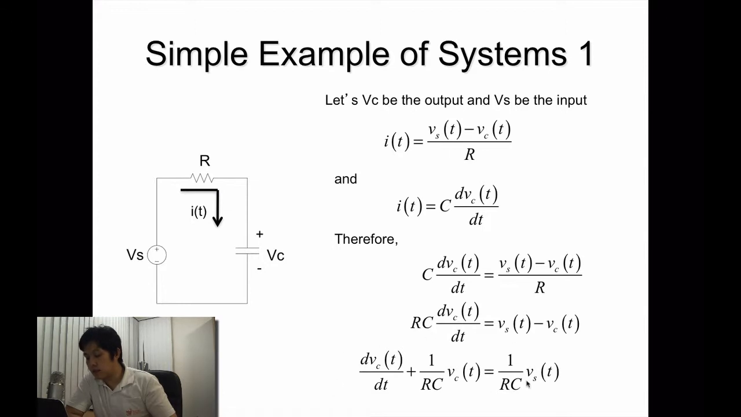You can see that this equation contains only two variables, two signals. One is the vc(t) signal. Another one is the vs(t) signal. So this is called differential equation. It describes the change in one variable with respect to the change in another variable, and given that you have relationship to the other variables.